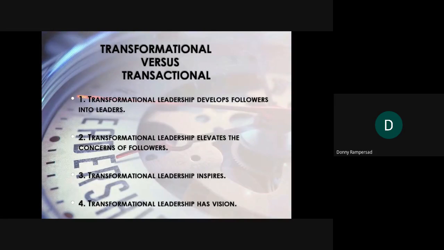Moving on, we look at transformational versus transactional leadership. Transformational leadership develops followers into leaders. Transformational leadership elevates the concern of followers from lower level physical needs, such as safety and security, to higher level needs, such as self-esteem and self-actualization. Transformational leadership inspires followers to go beyond their own self-interest for the good of the group. Transformational leadership paints a vision of a desired future state and communicates it in a way that makes the pain of change worth the effort.